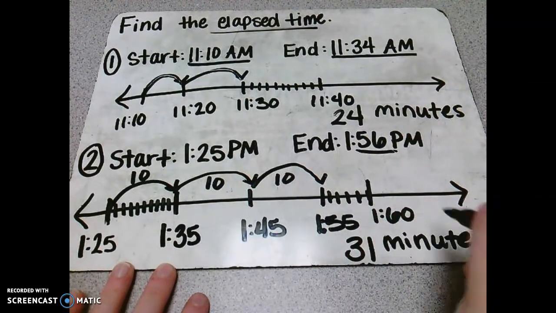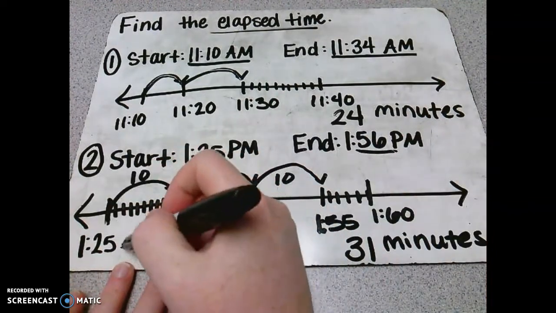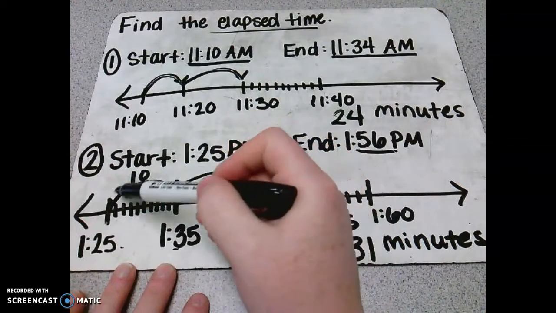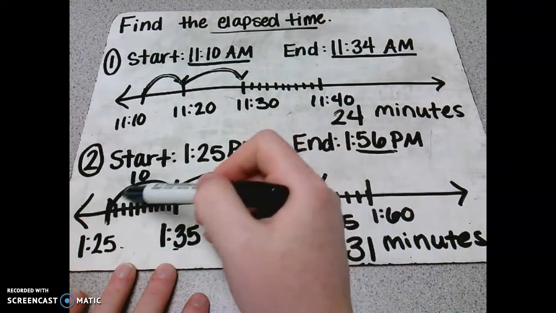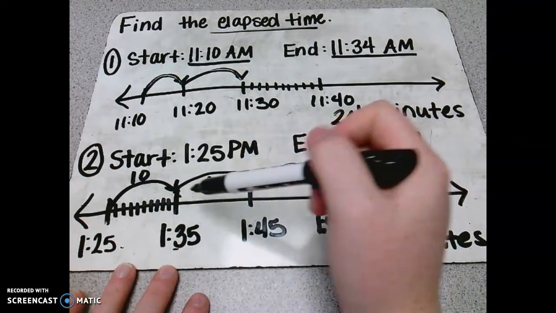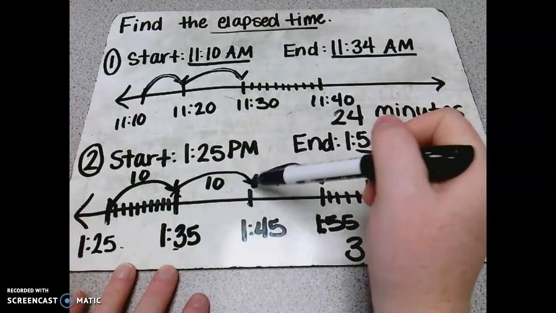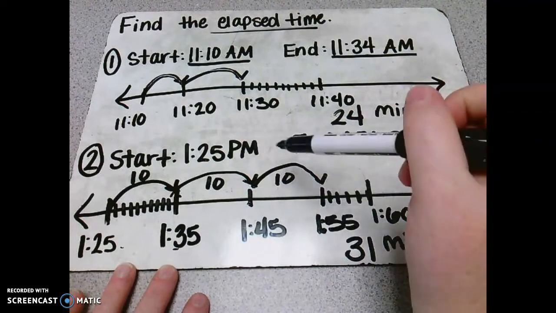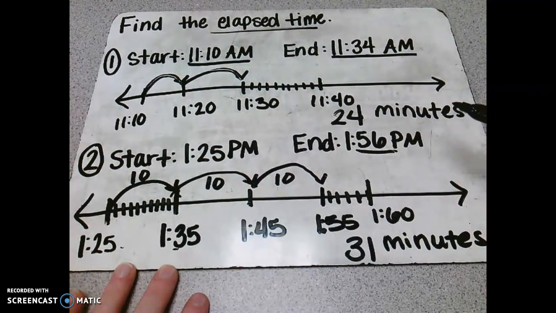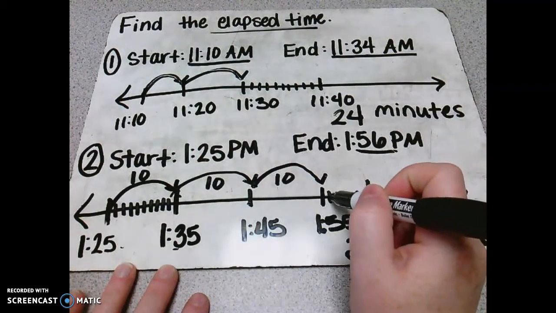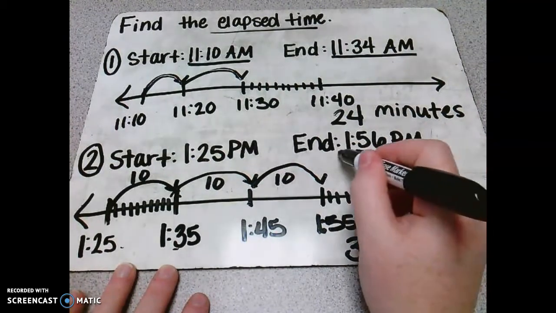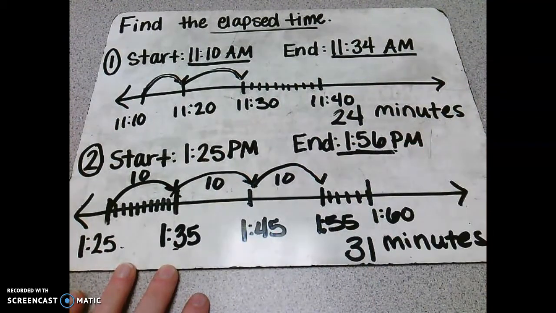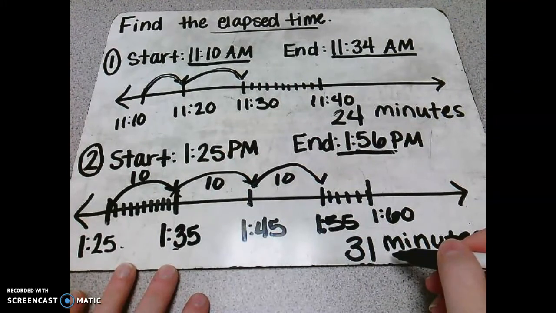Okay, you see how I did that? I jumped from tens, we're counting by tens, to 125 to 135, that's 10 minutes. 135 to 145, that's 10 minutes. 145 to 155, that's 10 minutes. So when you add all 3 tens together, you get 30, and we count 1 because we need to get to 156. So 31 minutes have gone by.